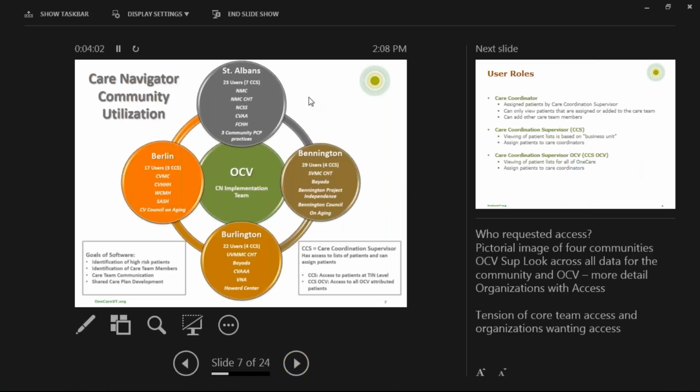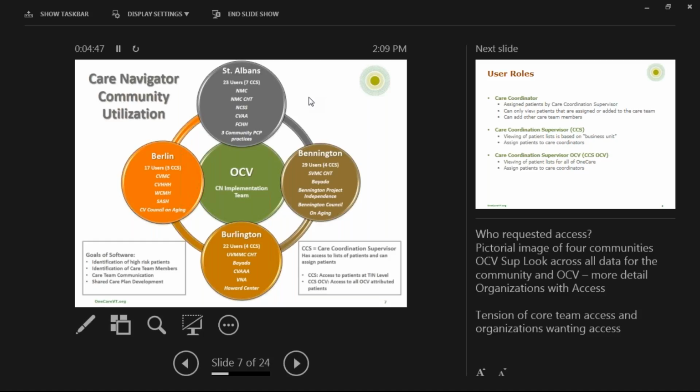In the next slide, we have a pictorial image of the 4 communities that are in the Robert Wood Johnson Foundation grant. We look at St. Albans, which has 22 users, and I'll go into a little bit of detail on, in the parentheses, the 7 CCSs. And so you can see the organizations within each of those communities that are involved with Care Navigator at this point. These are the ones that actually have access to the live version. It might just be 1 or 2 from that organization, but these are the organizations that have access. Bennington, 29 users, Burlington, 22, and Berlin, 17 users.